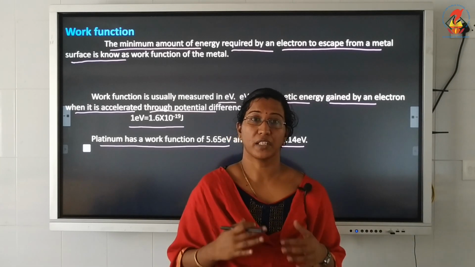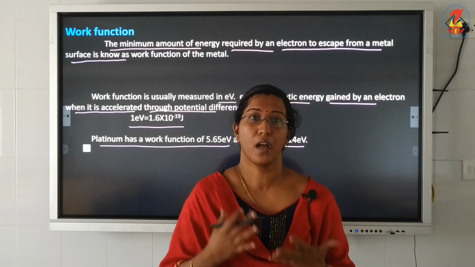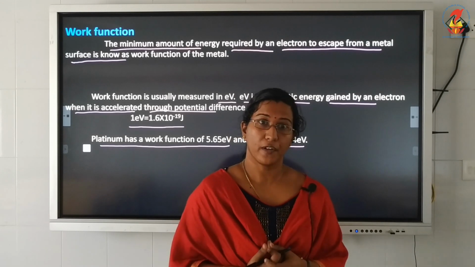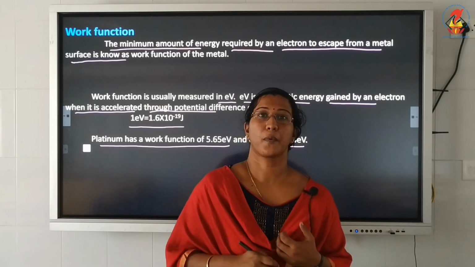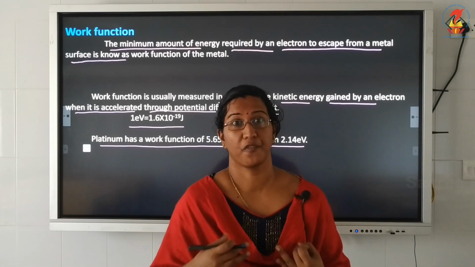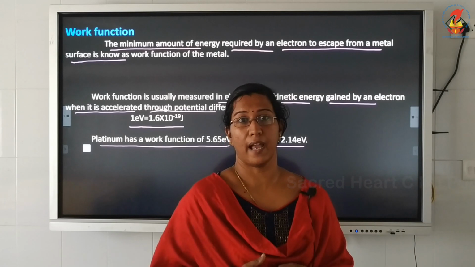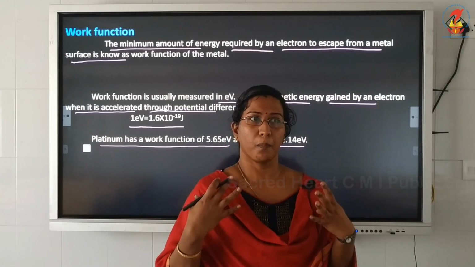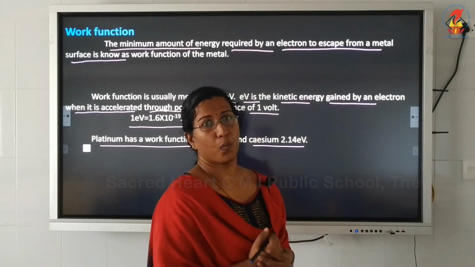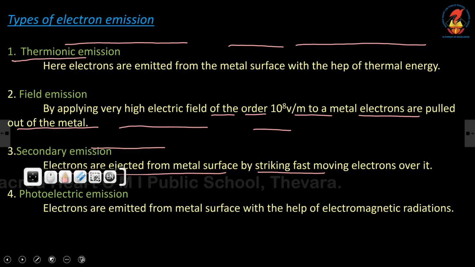Now let us see the different ways in which we can supply energy to a metal surface and make electrons eject from it. There are 4 different ways. One is by providing heat energy. Next is by providing an electric field. Third is providing light energy. And the final option is to bombard the metal with a fast moving electron. And these 4 processes are known by 4 different names.